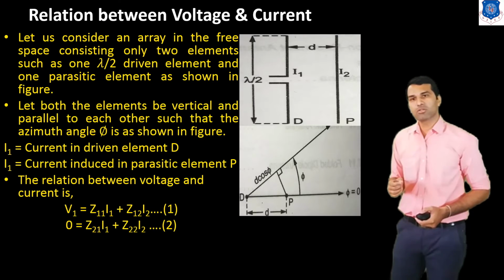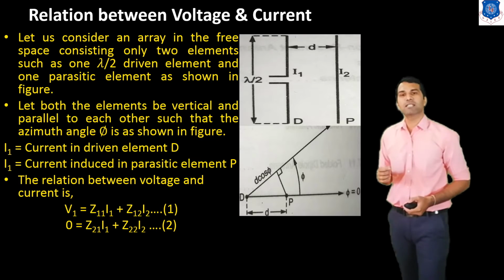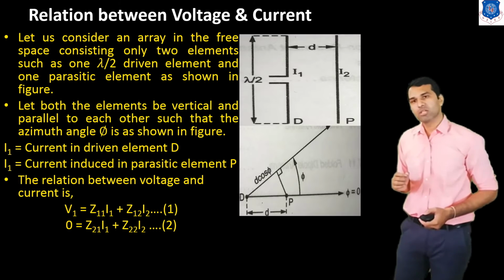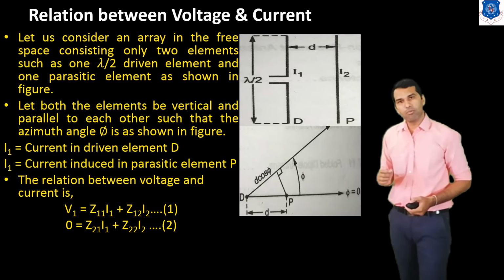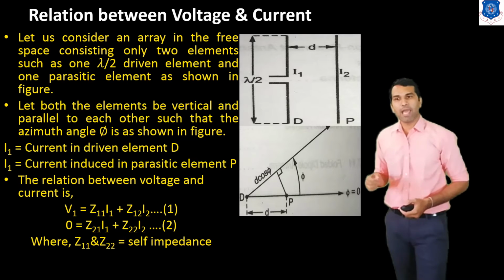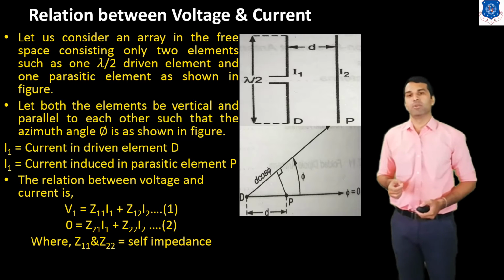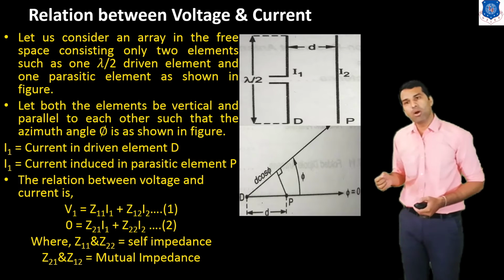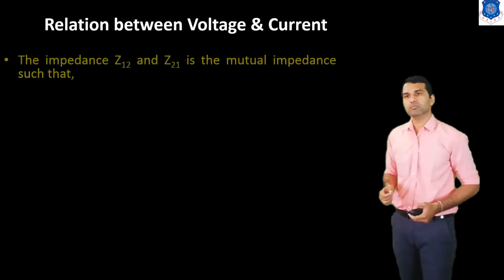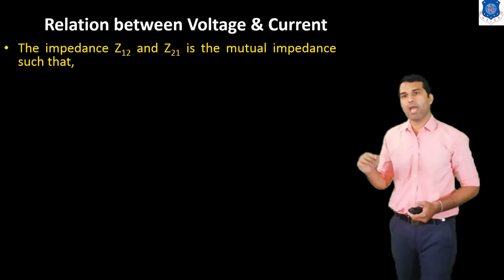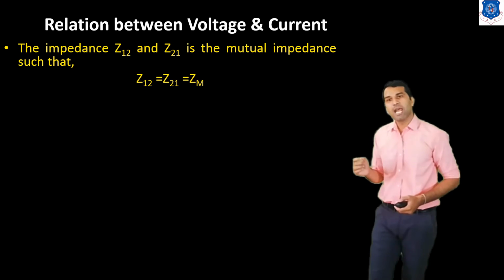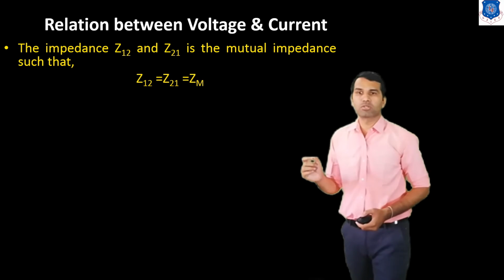Similarly, we can write the second equation. For the parasitic element, there is no voltage source, so we write 0 equals Z21 I1 plus Z22 I2. Here Z11 and Z22 indicate the self impedance, and Z21 and Z12 indicate the mutual impedance. Now for the mutual impedance, Z12 is equal to Z21 is equal to Zm, we can write.